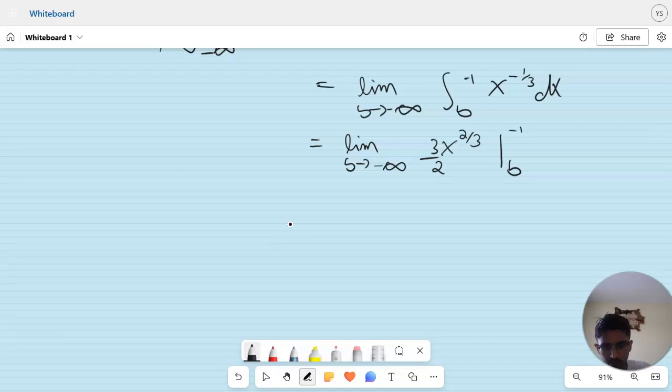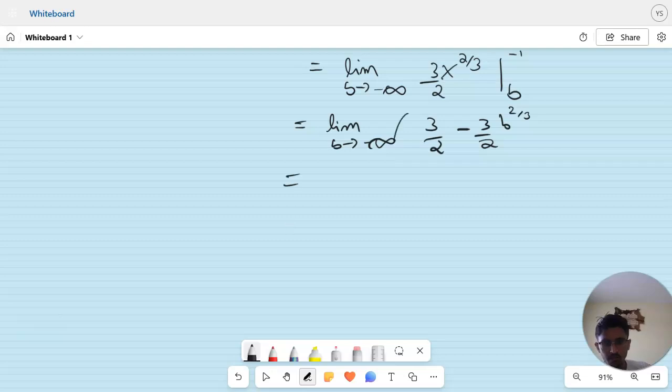Now plugging in our bounds, right? What we're going to be left with is the limit as b goes to negative infinity of 3 times negative 1 squared over 2, right? That's just going to give us a positive 1. Okay, so over 2 minus 3/2 b to the 2/3.